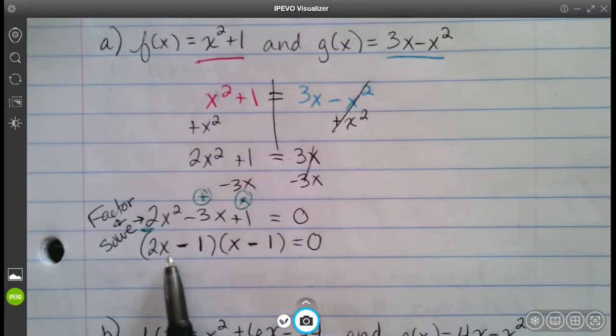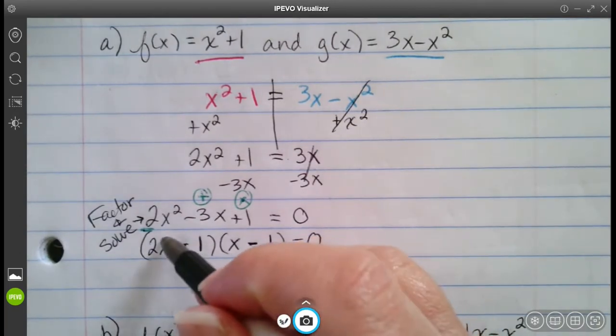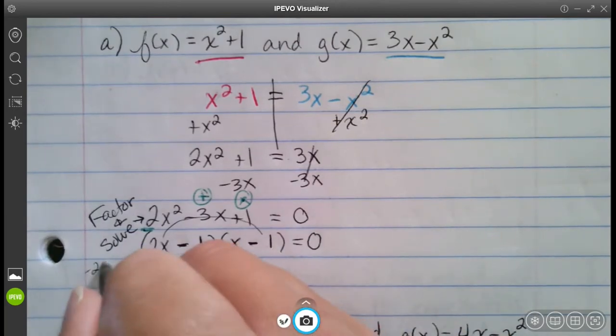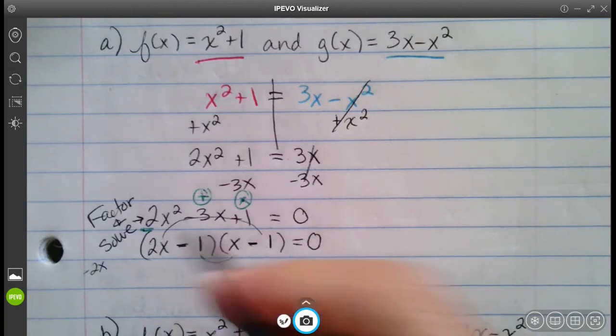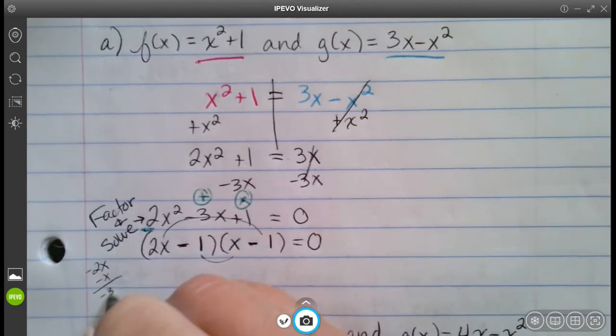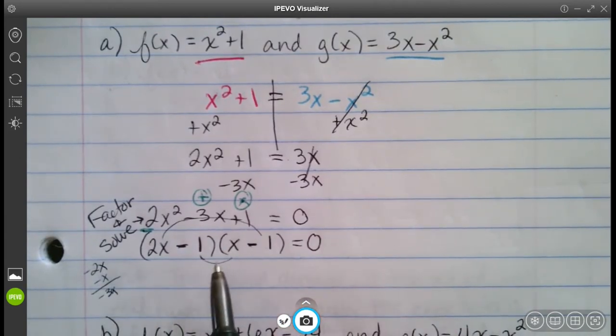So let's check to make sure everything else worked out. If I did 2x, the outside, 2x times -1, that's going to give me -2x, okay? And the inside, -1 times x, is going to give me -x. And if we add those up, that's -3x. So it looks like this combination is going to work, okay?